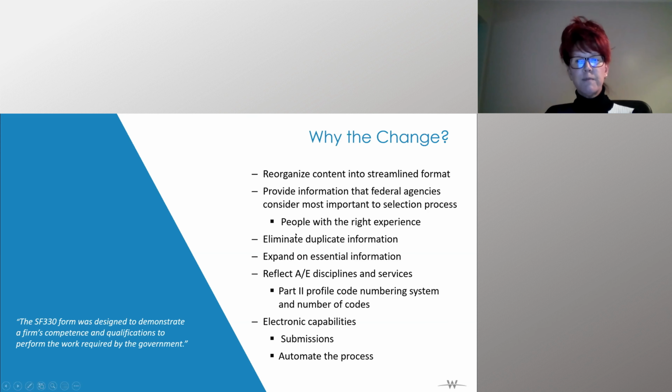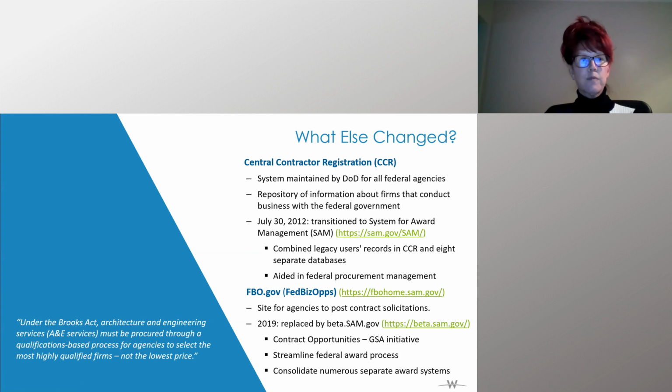So what else has changed? The Central Contractor Registration System is maintained by the DoD on behalf of all federal agencies. It was a repository of information about firms that conduct business with federal governments. So on July 30th of 2012, the CCR transitioned to the System for Award Management, or SAM, that combined legacy user records in the CCR along with several other websites and databases to aid in the federal procurement process. And then also the FBO.